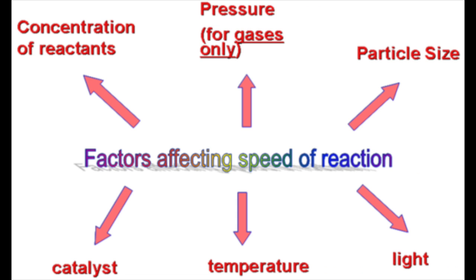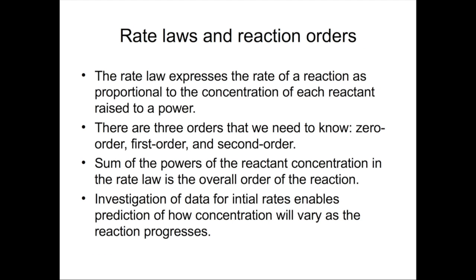Reaction rate is mainly affected by the following factors: concentration, gas pressure, particle size, presence of a catalyst, temperature, and light. The rate law expresses the rate of a reaction as proportional to the concentration of each reactant raised to a power. There are three orders that we need to know: zero order, first order, and second order. The sum of the powers of the reactant concentrations in the rate law is the overall order of the reaction.